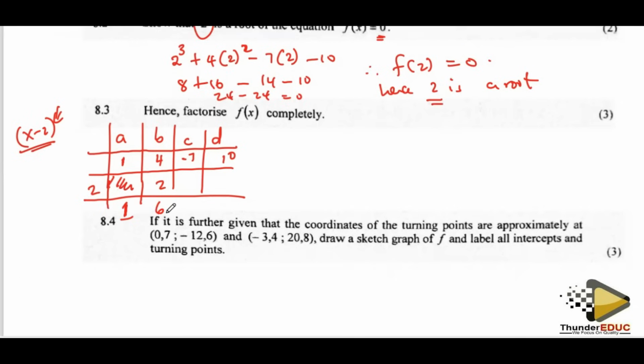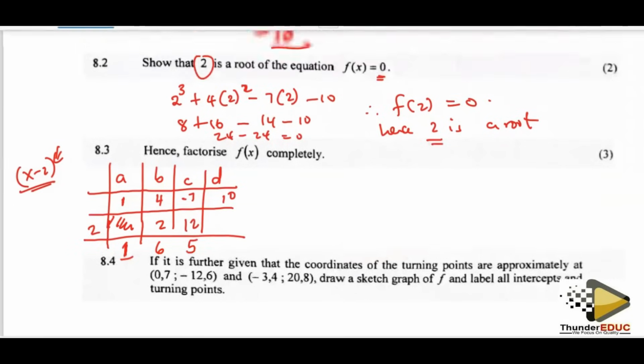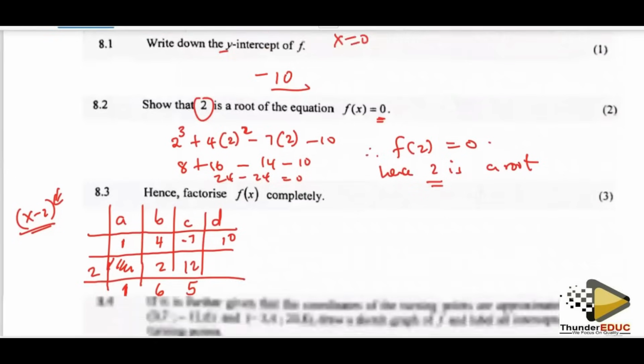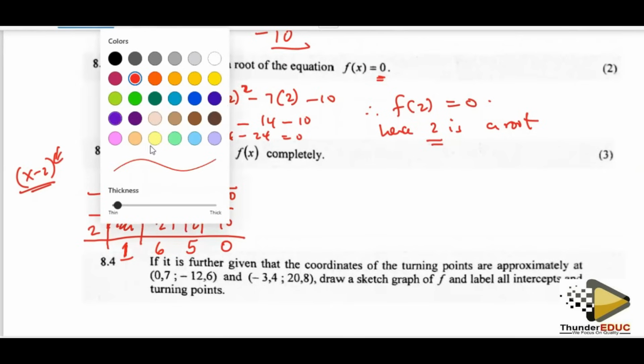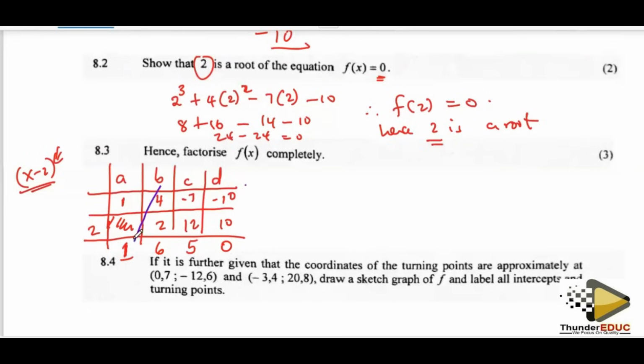And then 6 times 2, I'm getting 12. When I plus this, I get a 5. And 5 times 2. Did I do something wrong? What is the D, guys? Say negative 10, not positive. What's the problem? Okay, this and that is 10. Then I plus that, I must always get a 0 at the end. So which means I can draw my diagonal lines to say that B is A, this is the C, and then that is the D.